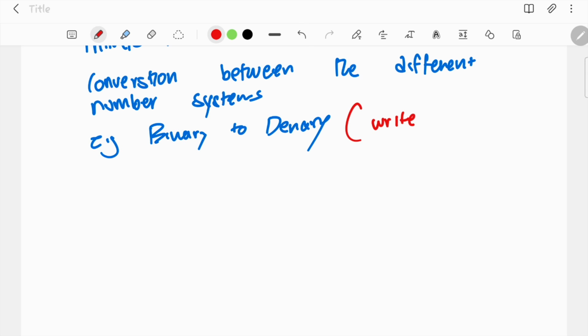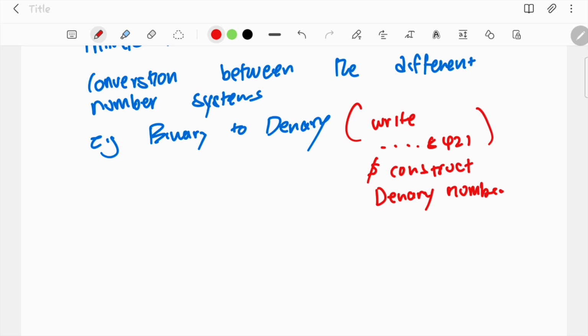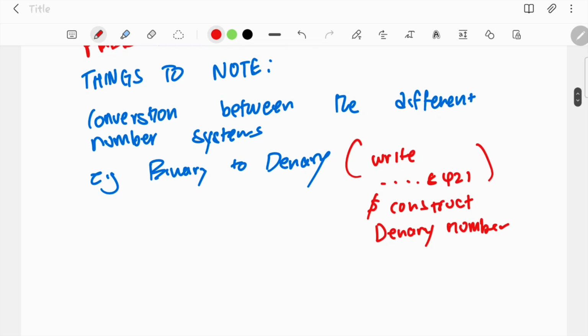Write 1, 2, 4, 8, and construct that denary number from your binary. So if it is 78, you write down the binary, write 1, 2, 4, 8 above each value, and you add the values to get your denary value. That is how you do it. So those are the conversions that you need to know.